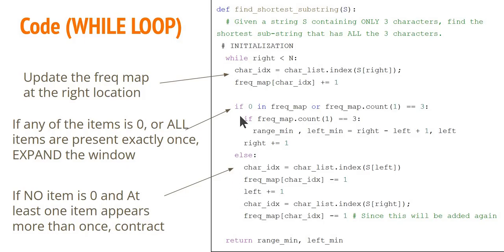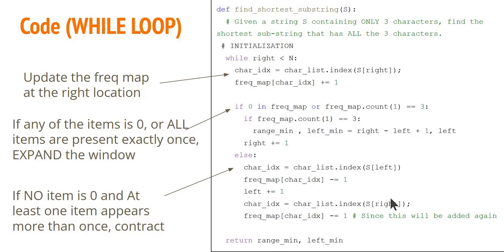Now, on the other hand, if I do not get into this if, which means the situation is that, look, none of the items in my frequency map is zero, but at least one item appears more than once, which means I have a potential to contract the window. So I contract it. The way I do that is I update my frequency map by accounting for removing the left character. Then I move the left pointer, and then comes the counterintuitive part: I am going to remove the guy on the right as well.